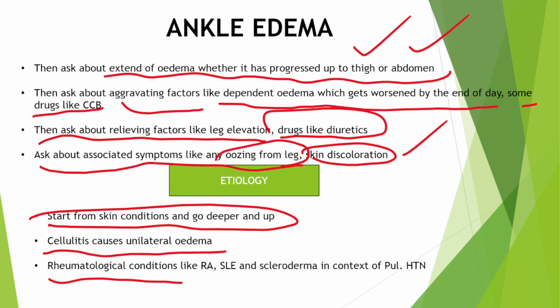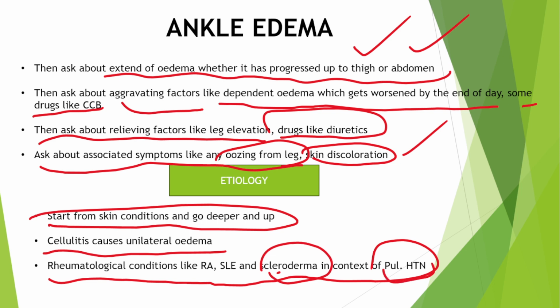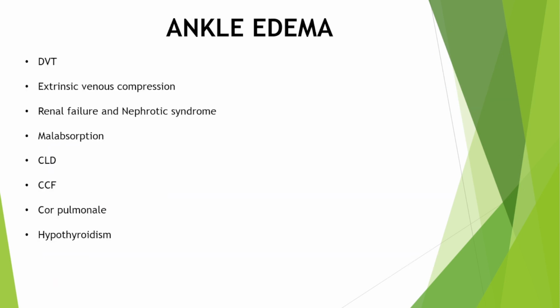So rheumatological conditions like rheumatoid arthritis, SLE, scleroderma. Scleroderma actually leads to pulmonary hypertension, which can cause ankle edema, while SLE can involve the kidneys and lead to a nephrotic syndrome-like picture, and rheumatoid arthritis can cause local inflammation and lead to edema. So we will start with the skin, then rheumatological conditions, then there are vessels deeper down, so DVT can cause it.